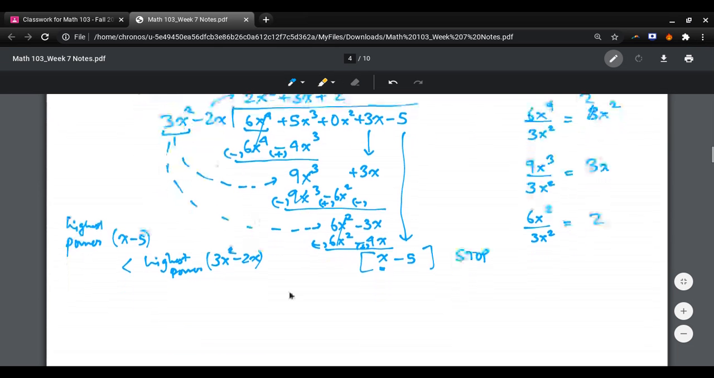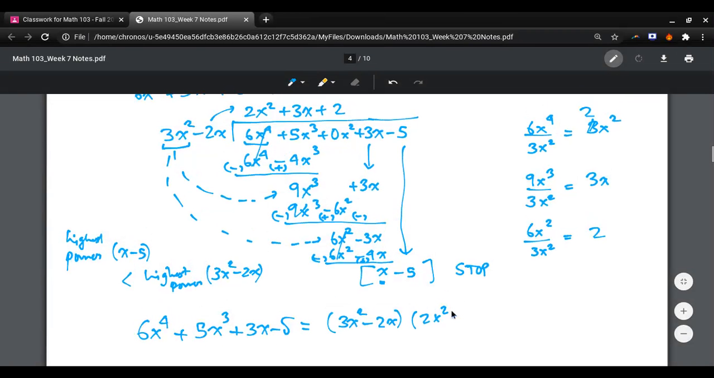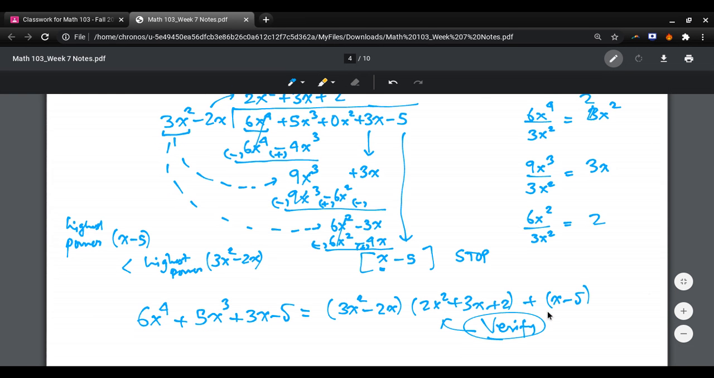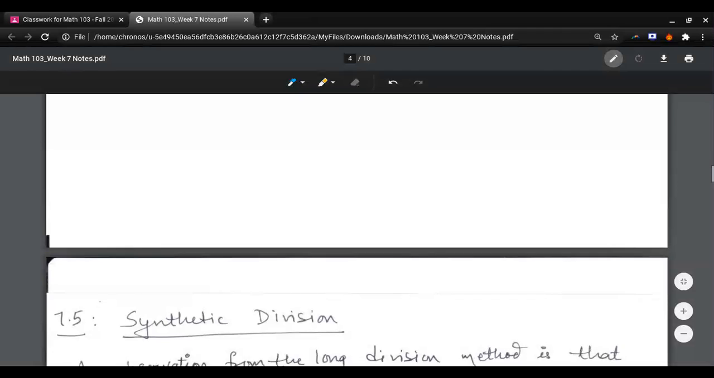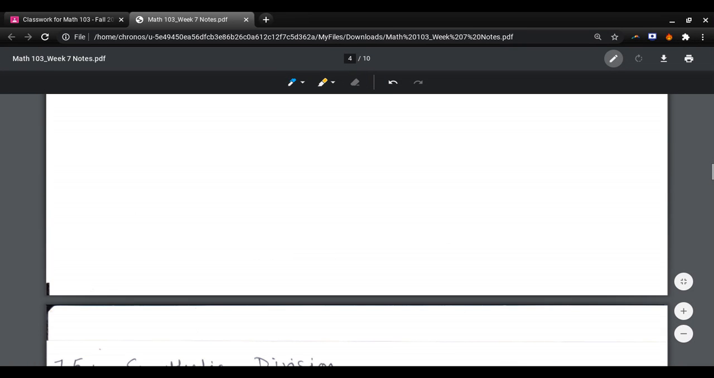This means that the expression 6x to the 4 plus 5x cubed plus 3x minus 5 can be written as 3x squared minus 2x times our quotient, which we found out to be 2x squared plus 3x plus 2, plus the remainder. Again, you can verify by multiplying them and combining the terms. In the next video, we're going to cover another method of division called synthetic division.